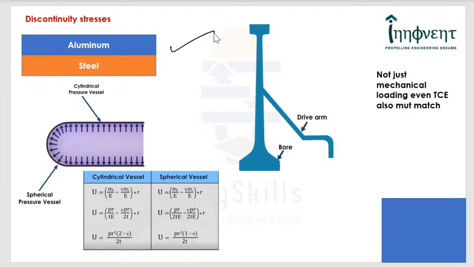Here I have chosen three situations. One is that of a composite beam. The second is that of a pressure vessel. Third is that of a disc and a drive arm. Now, the first situation is obvious, aluminum and steel: because of the change in the material, there can be discontinuity at the plane where these beams are joined.